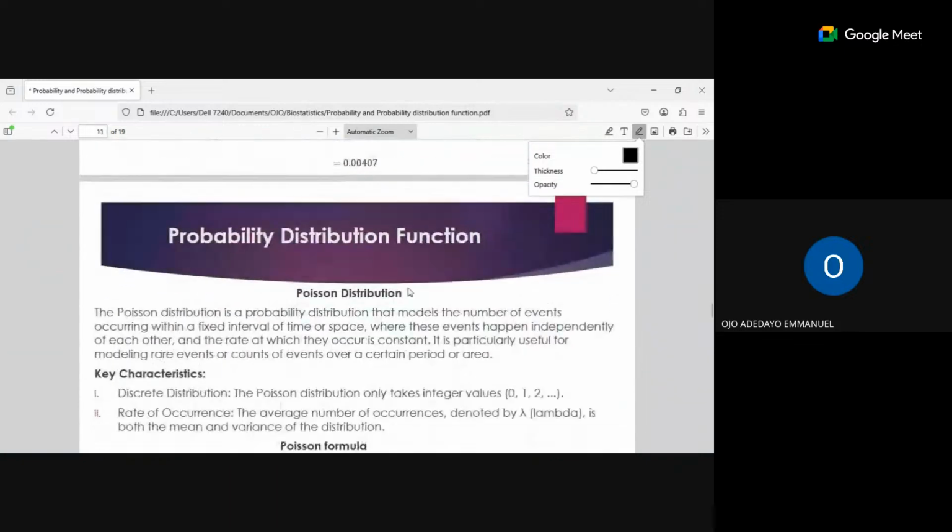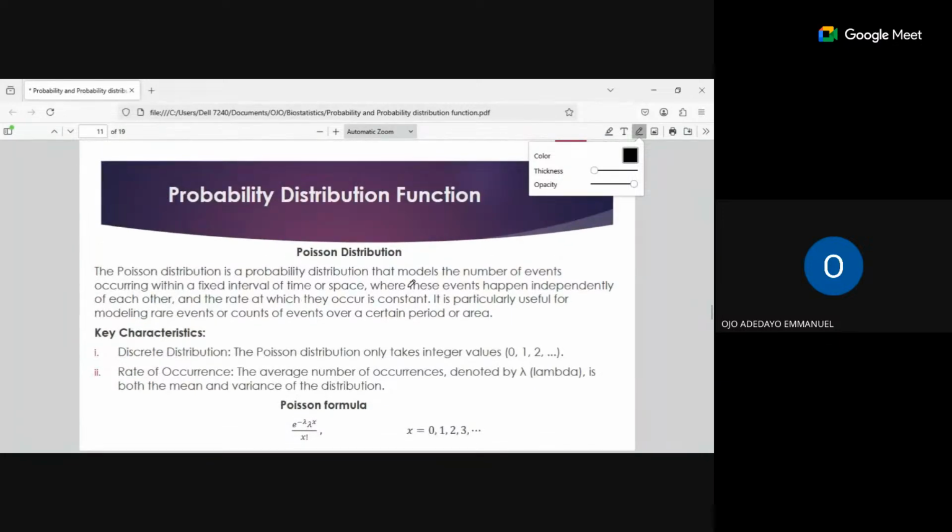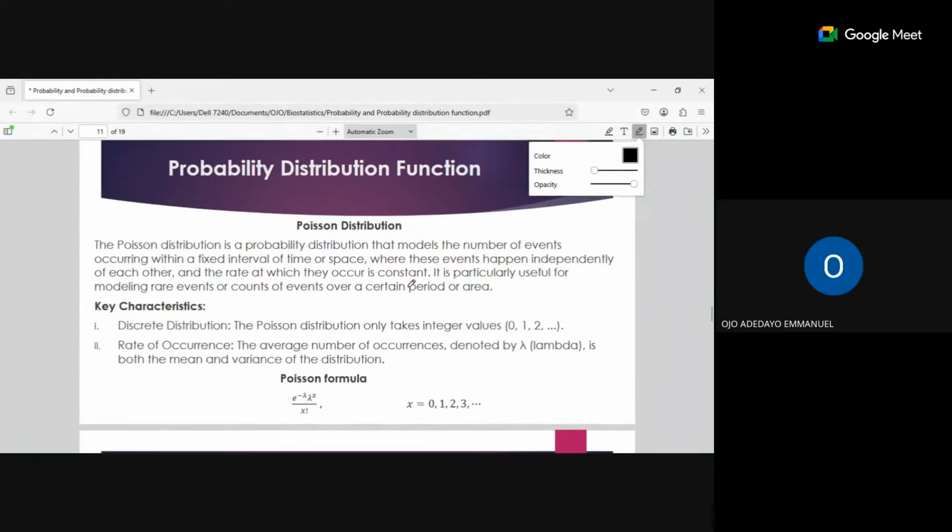So now, let me quickly say this. This is the identity of Poisson. How will you identify that this particular question is a Poisson question? Number one is the concept of rare disease. Anytime you are hearing rare disease, we normally use Poisson to model disease. It is very, very important.